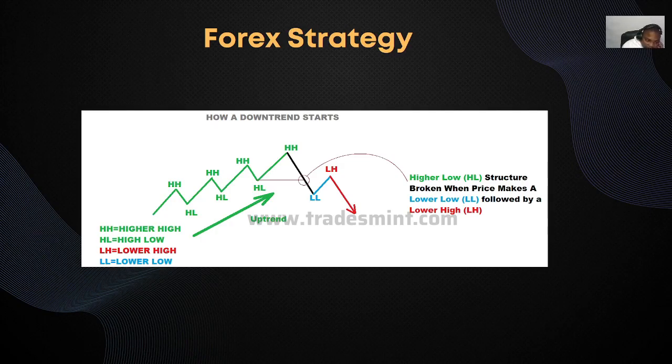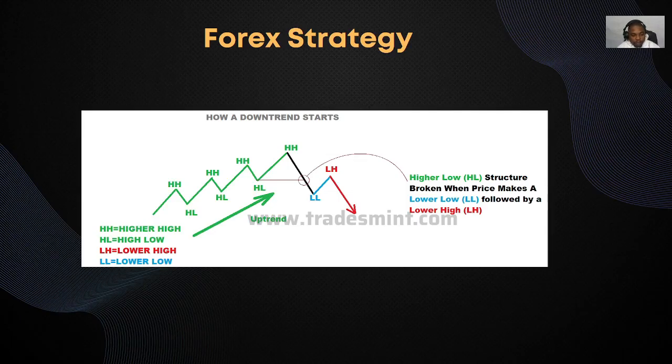An uptrend is made of a series of higher highs and higher lows. As you can see, as you are moving up, you are looking at a series of higher highs and higher lows. Just make sure you put this into consideration and at the back of your head, since I'm explaining it, because it's going to play a very important role when we are moving forward. So we have a series of higher highs and higher lows.